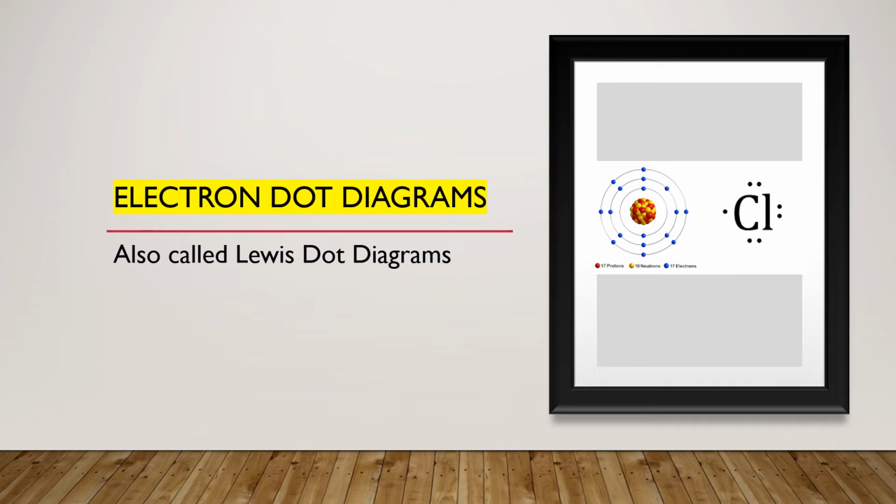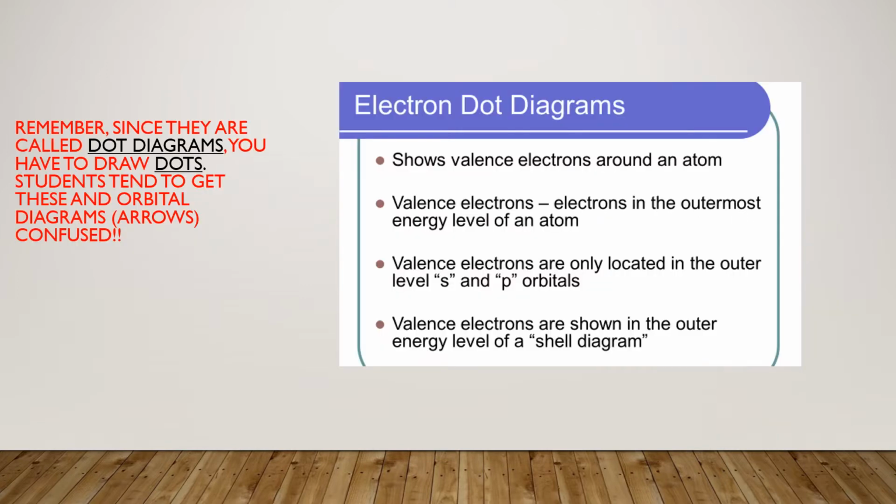Okay guys, I forgot to teach you electron dot diagrams on the last video, so let's go for these. These are really super simple. They're called electron dot diagrams. Sometimes they are called Lewis dot diagrams. And please remember, since they are called dot diagrams, you have to draw dots.